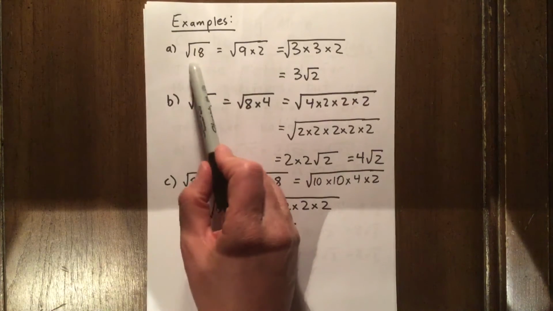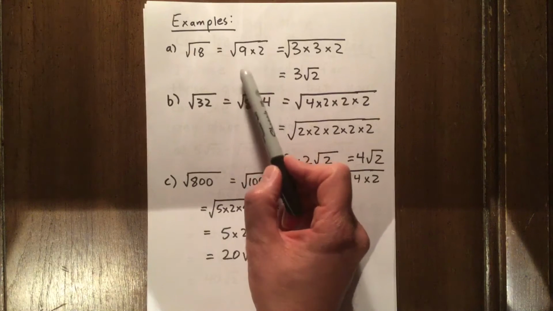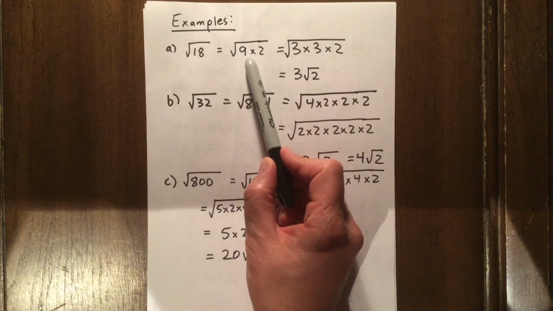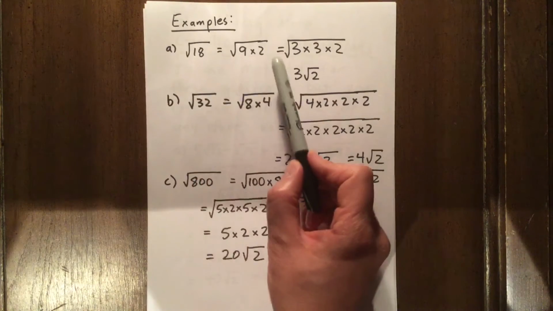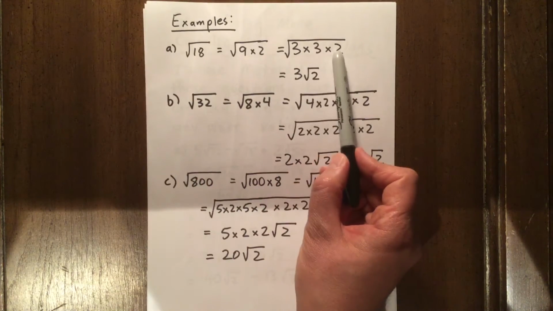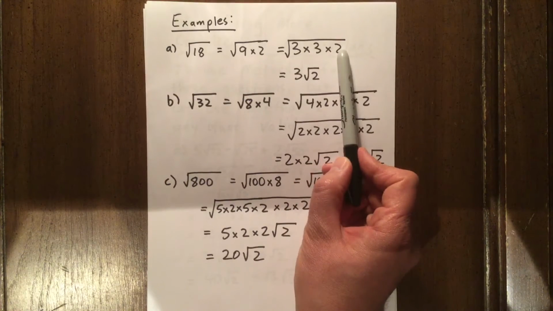Suppose we had the square root of 18. Well, I can express 18 as 9 times 2. Now I can break down 9 into 3 times 3. So the prime factors of 18 are 3 times 3 times 2. Well, I have two 3's and a 2 all under the square root.